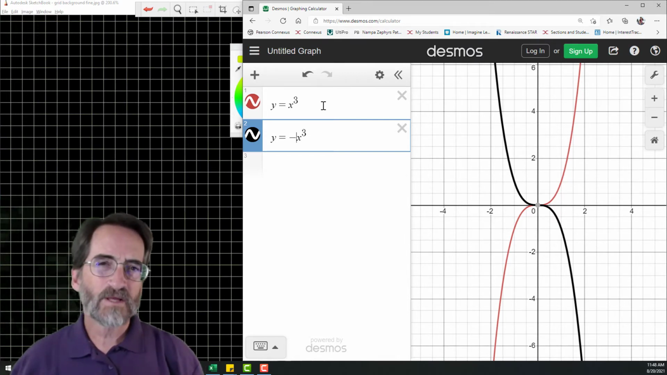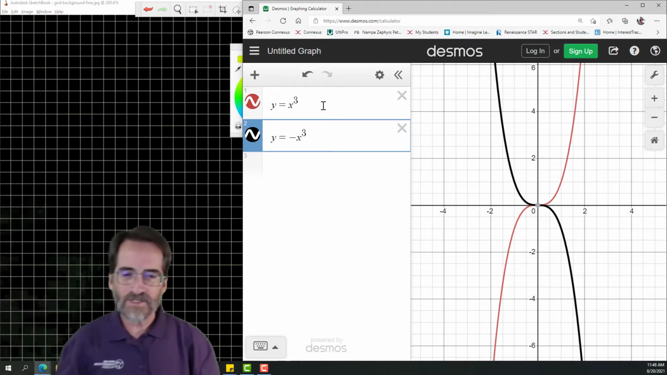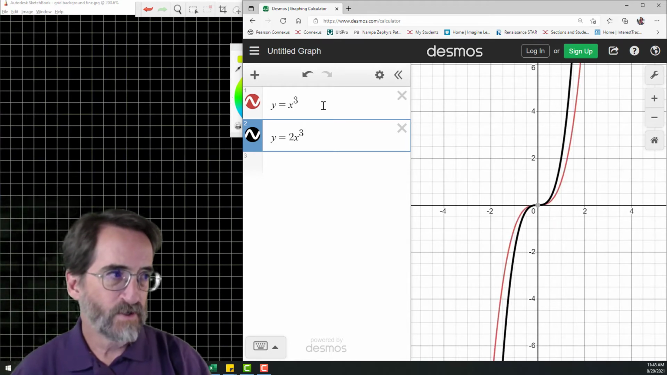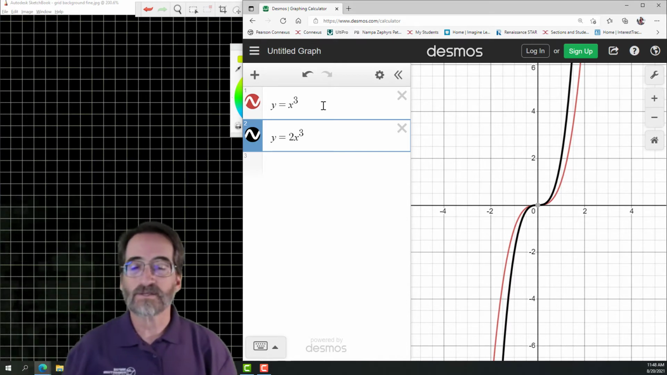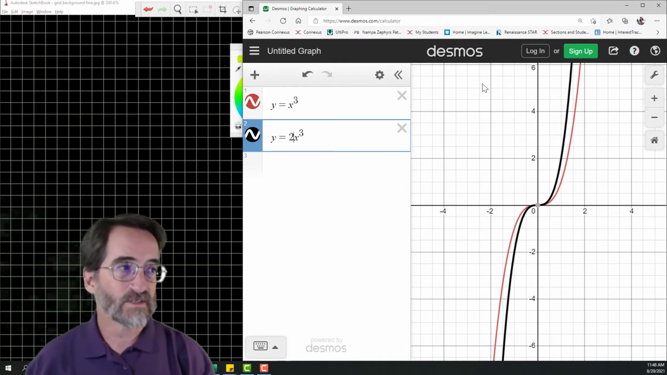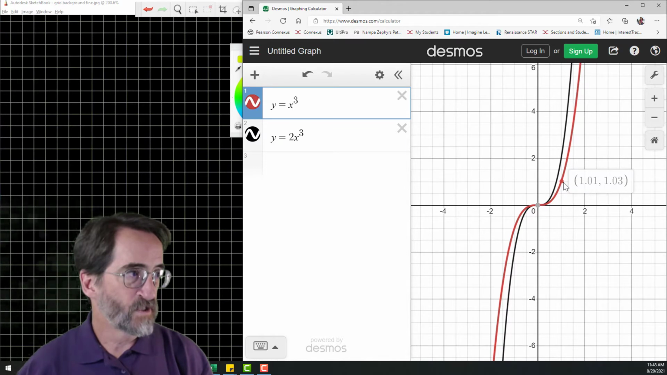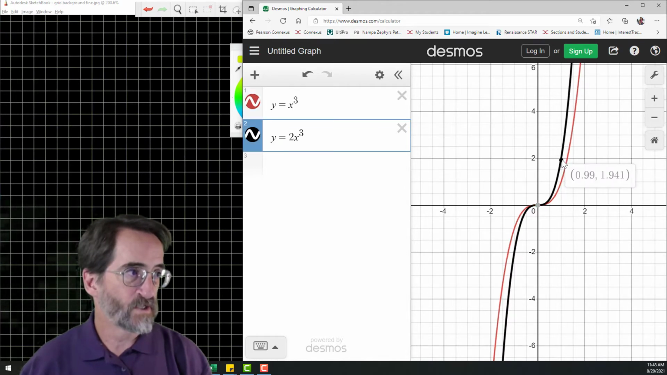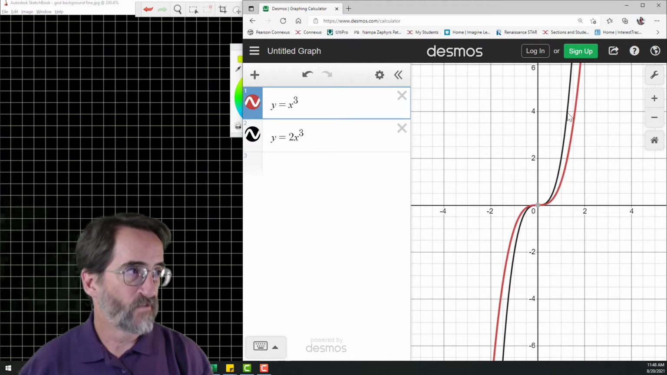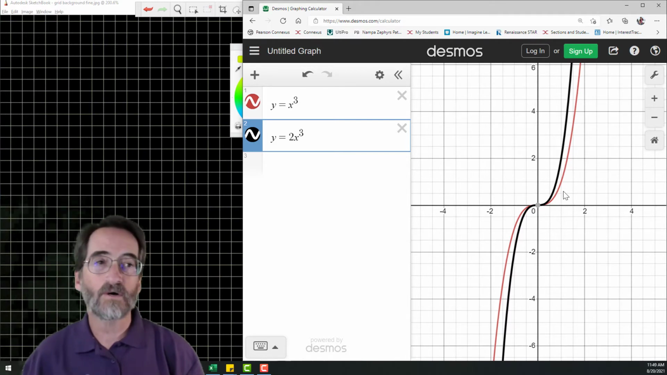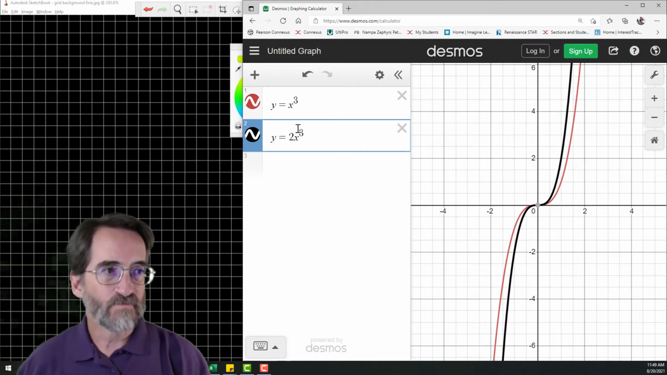Now spreading his arms twice as wide is actually a tricky thing to do. If I put a 2 in front, that doesn't spread his arms twice as wide. What it does is make everything twice as tall. Here the red function has a height of 1 and the black function has a height of 2. Here the red function has a height of 2 and the black function has a height of 4. So everything is twice as tall. You might say, well, let's make it half as tall.